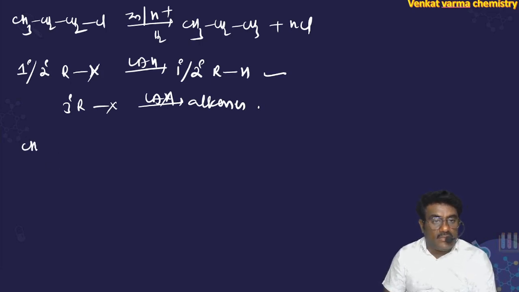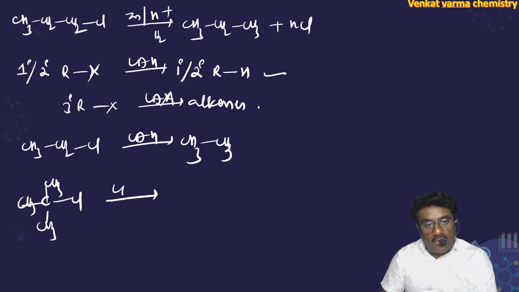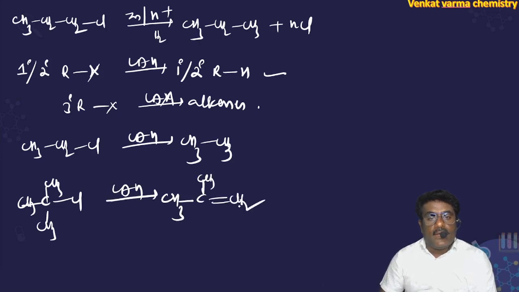For example, CH3 CH2 Cl, what is the reagent? Lithium aluminum hydride, and it gives alkane, CH3 CH3. If we use tertiary alkyl halide, CH3 tertiary Cl, in presence of lithium aluminum hydride, it gives what? Alkene. The alkene is 2-methyl propene.